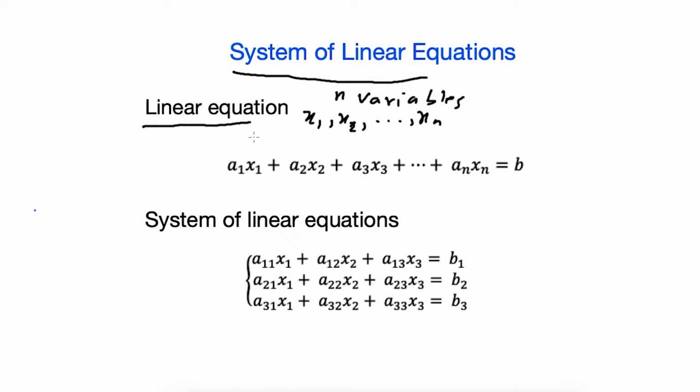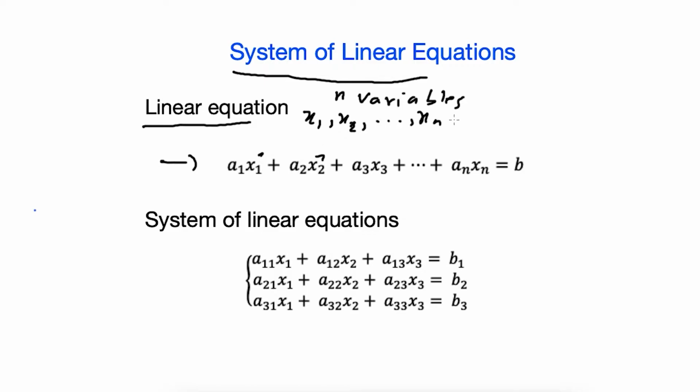For them we define a linear equation as the equation that can be expressed in the form a1x1 plus a2x2 plus till anxn equals b. You can notice here that this equation is a first degree equation, so all the variables, all the x here, are with power 1.